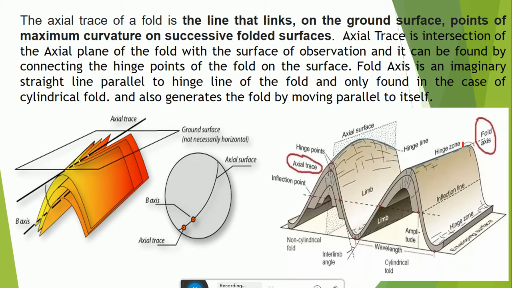Fold axis is an imaginary straight line parallel to the hinge line of the fold and only found in the case of the cylindrical fold, and also generates the fold by moving parallel to itself.